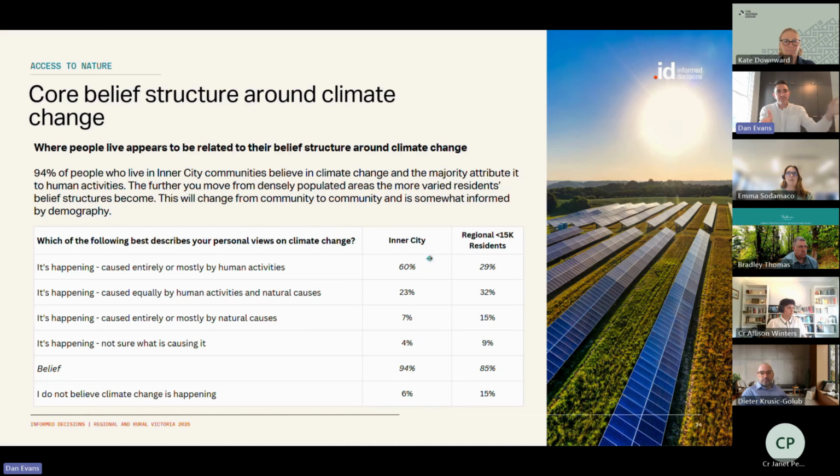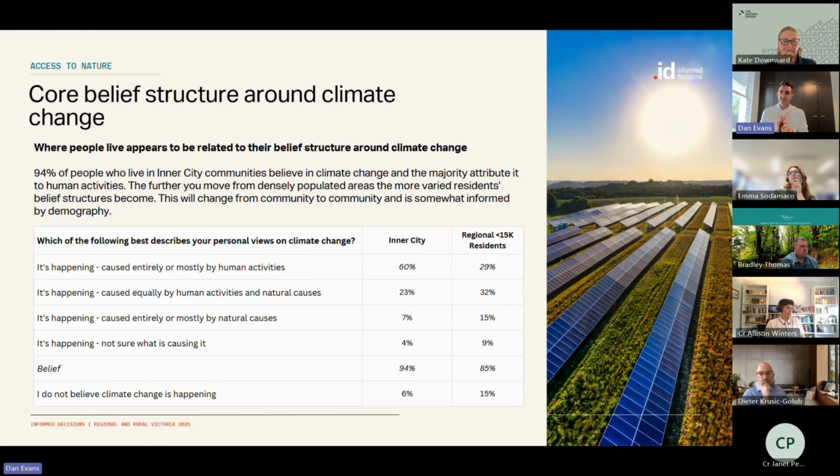The further you go from those densely populated areas, the more diverse people's belief structure around climate change becomes. So when we survey people from smaller communities, these are LGAs with less than 15,000 residents in them, so you can imagine they're quite smaller communities across regional and rural Australia, you've got 30% of people saying it's caused entirely by humans. You've got another third saying, well, it's probably a bit of both. And you've got 25% of people saying, well, it's nature, I'm not sure. Like, I'm just not sure it's happening.